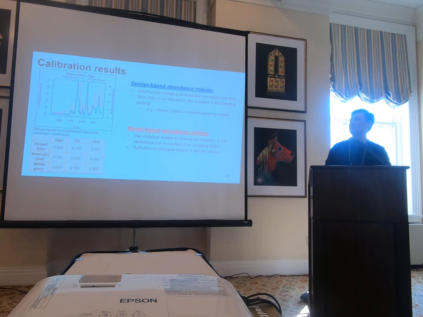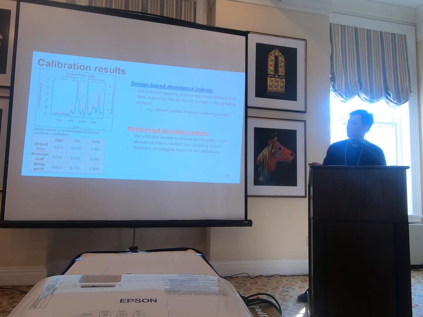Right, so here is a short glimpse of the calibration results using StrapSX as a result. We have compared the design-based abundance indices here in blue and the model-based abundance indices here in red. The design-based abundance indices are the kind of calculation we normally do for a random stratified survey, where we consider the weighting factor of different strata in different river regions.